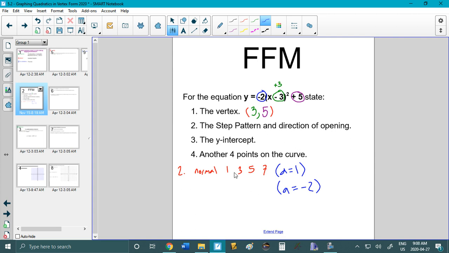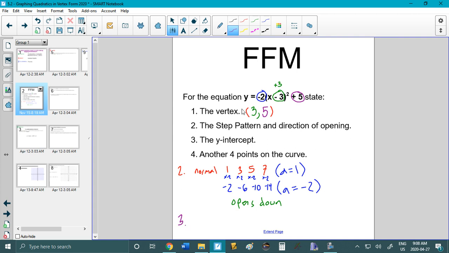And in order for us to get the new step pattern, we multiply every single one of these times -2. This looks like it says x minus 2, but it's not. It's times -2. So 1 times -2 is -2. 3 times -2 is -6. 5 times -2 is -10. And 7 times -2 is -14. So there's the step pattern. And it opens down because a is negative.